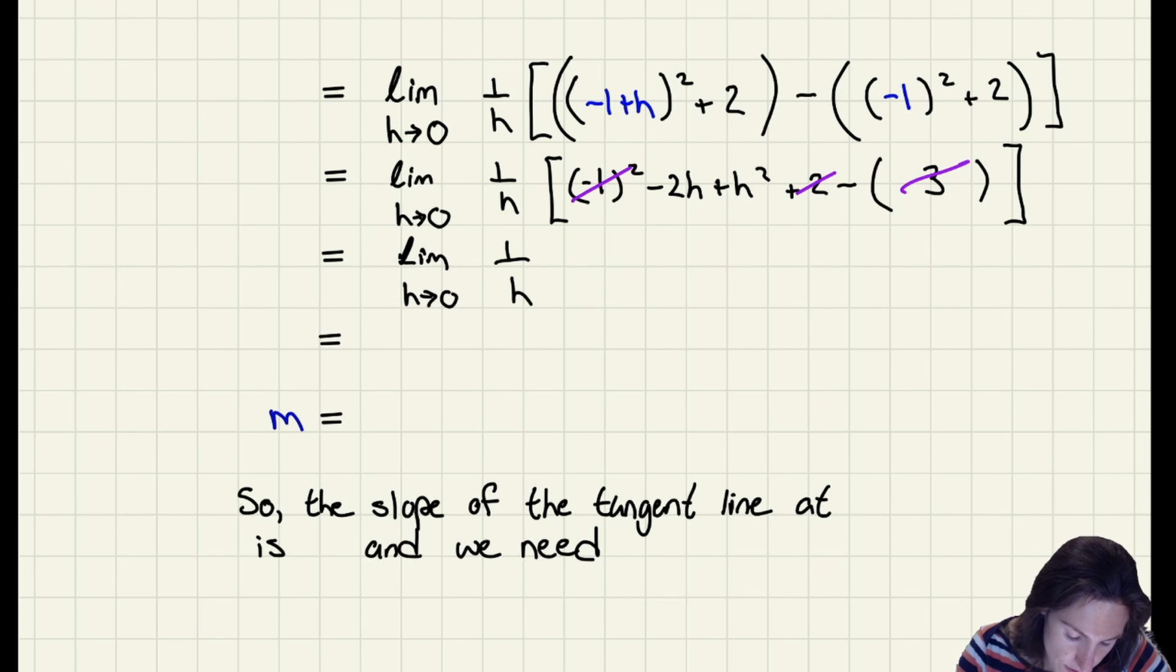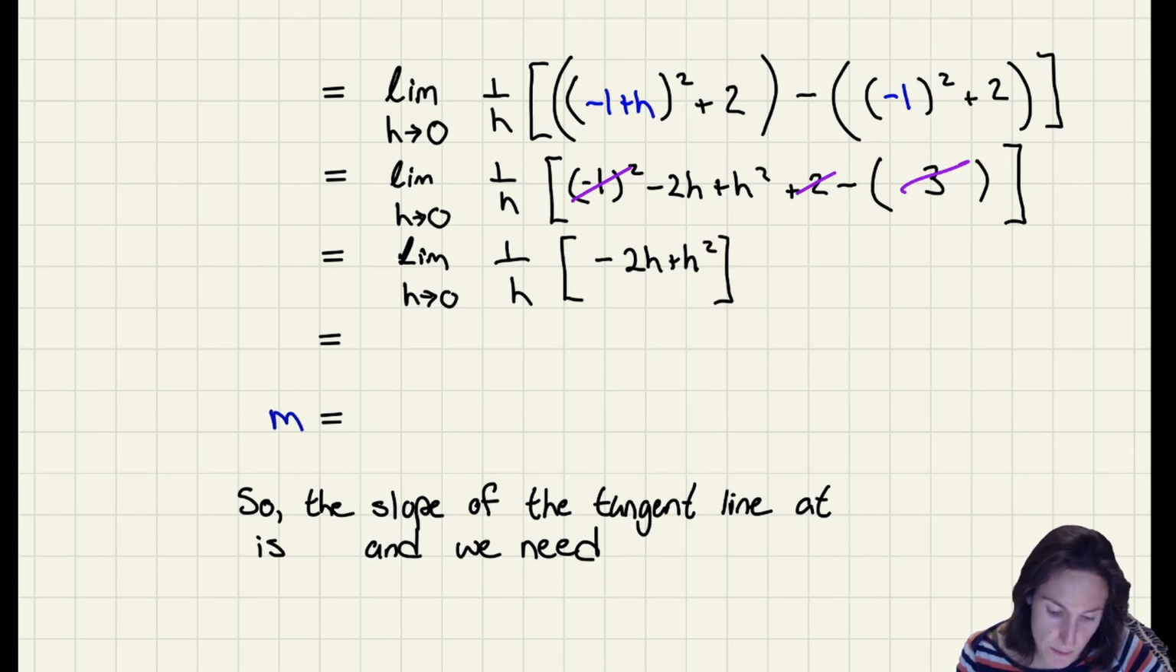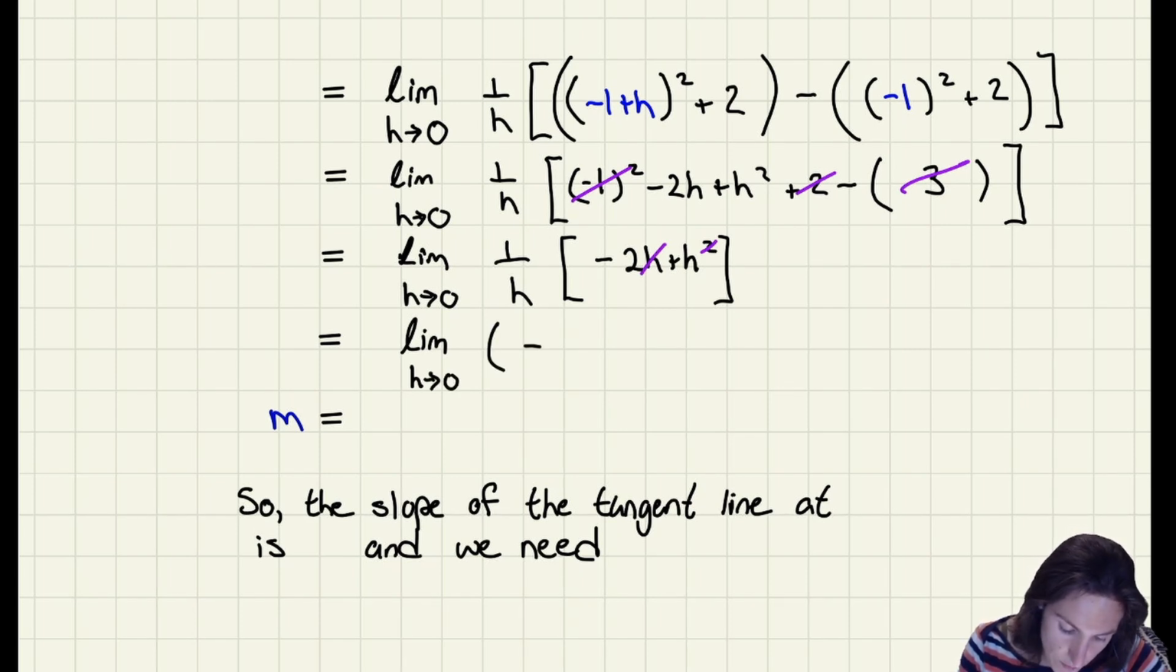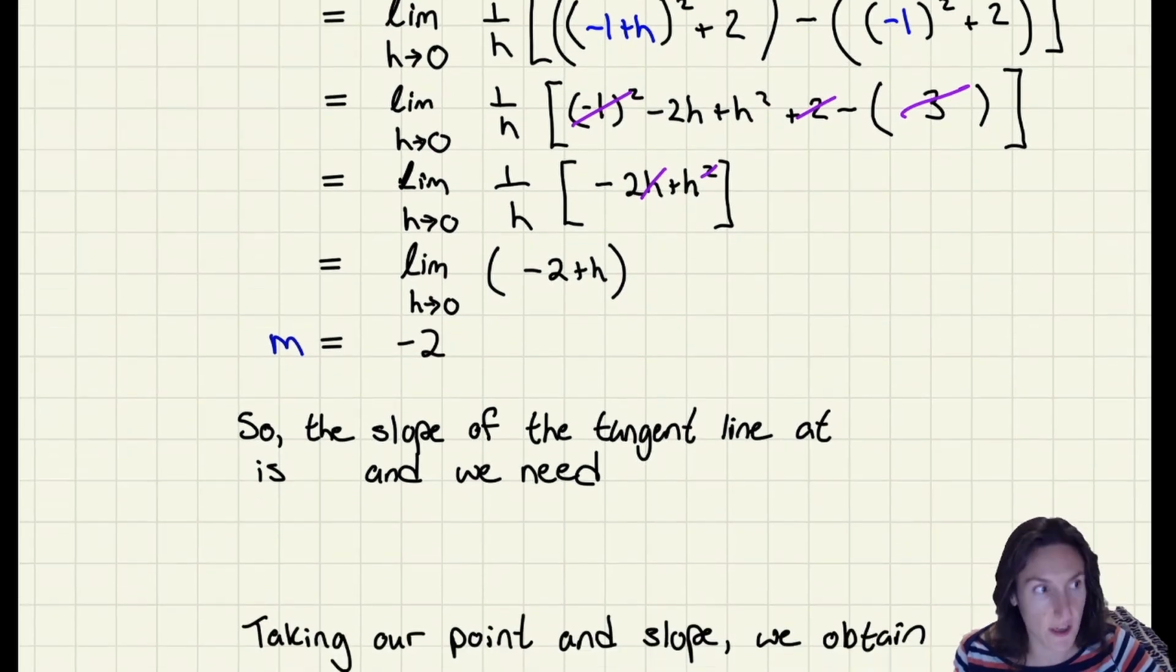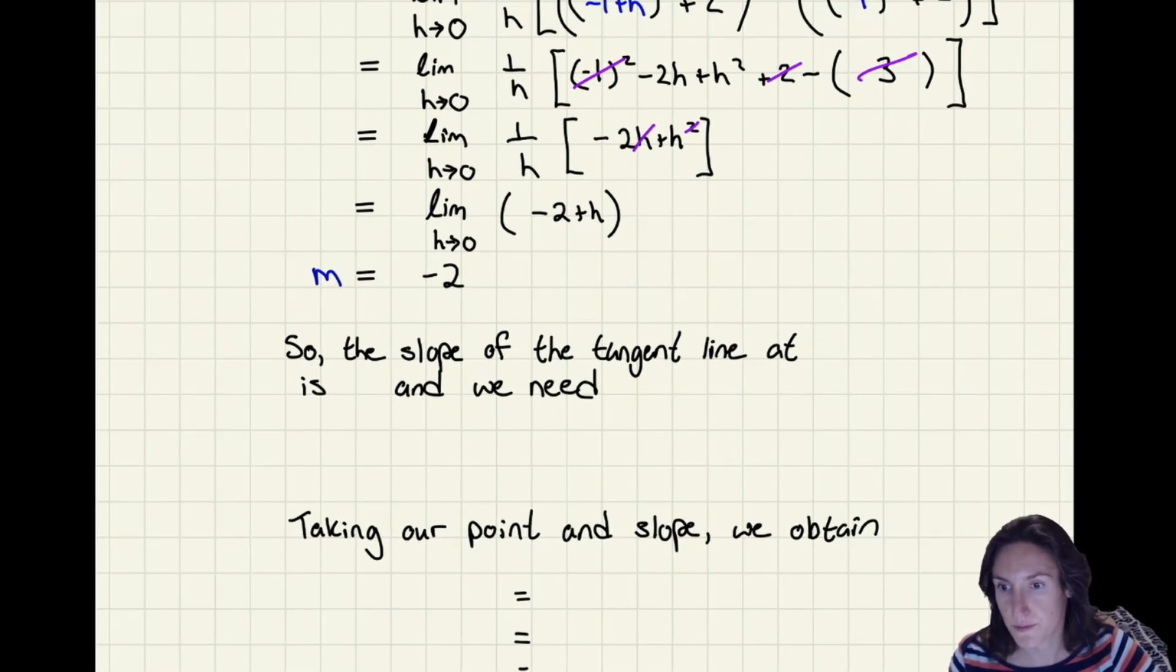The limit as h goes to 0, 1 over h. Now what am I left with here? I'm only left with things with h's, so minus 2h plus h squared. Now keep in mind, this is all divided by h, so I can cancel out one of the factors of h from each term. So I have the limit as h goes to 0, no more 1 over h, that's gone now. What do I have left over? I have minus 2 plus h. I can't simplify this anymore, so now I can plug in h equals 0, and I'm left with the slope of my tangent line, minus 2.